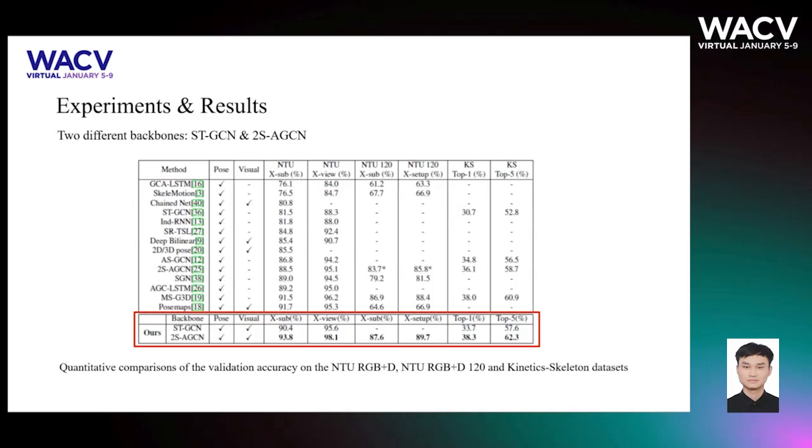We evaluate our method on three large-scale human action recognition datasets, NTU-RGBD, NTU-RGBD 120, and the Kinetics skeleton dataset. And our method advances the state-of-the-art results on these datasets.